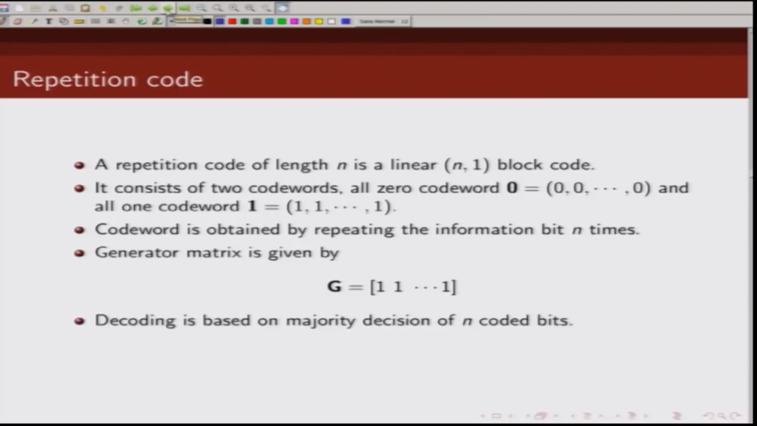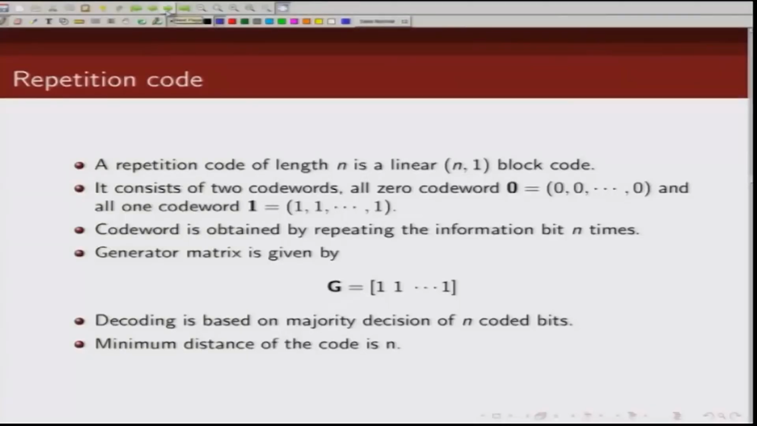Now, how do we decode a code which is encoded using repetition code? What we do is we take a majority decision. For 0 we are sending n zeros, and for 1 we are sending n ones. So, at the receiver, when some of the bits get flipped or changed, we look at the block of n bits and see what the majority is, 0 or 1. If the majority of the bits are 0, we decide in favor of 0. If it is 1, we decide in favor of 1.